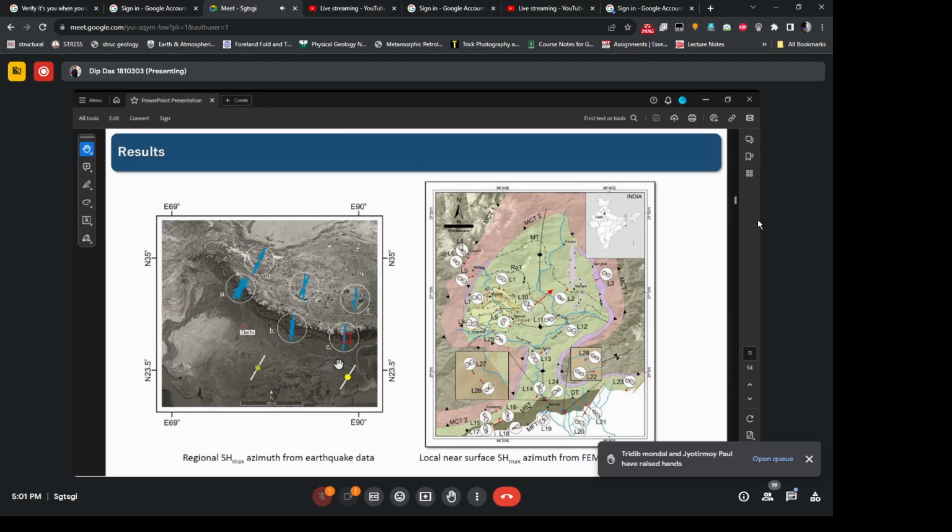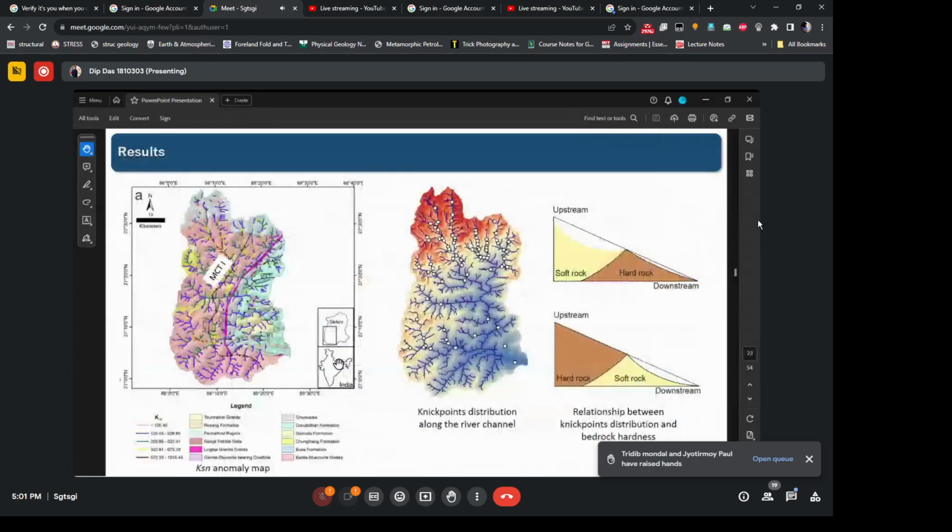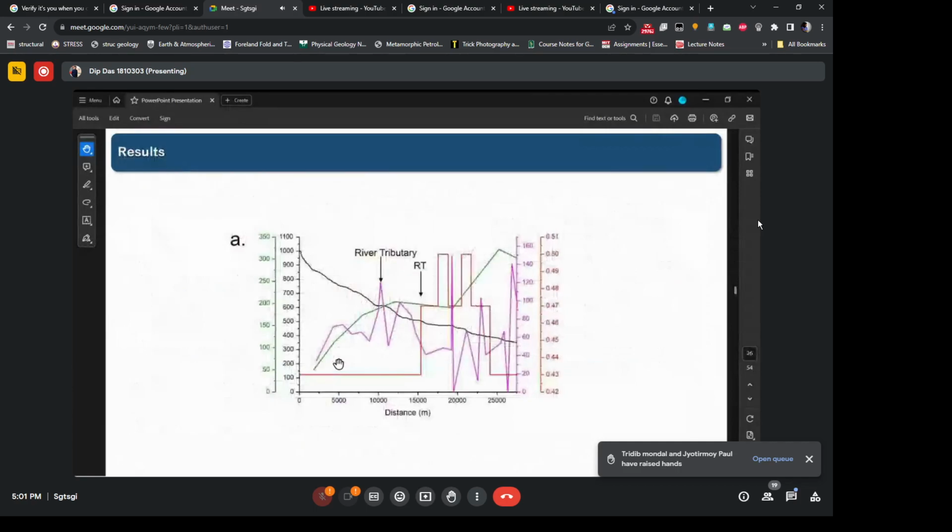Deep, another question. Yes, sir. You mentioned something about the balance between the uplift and the erodibility, in connection with your long profile of the rivers. So, are they at equilibrium? Have they reached an equilibrium stage? No, sir. It's in a transient state. Yes.